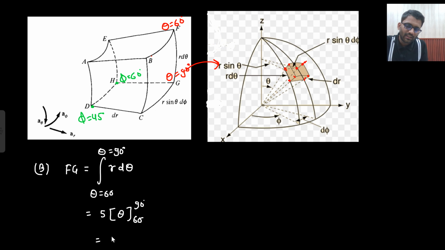So the difference is 30 degree. And what do you mean by 30 degree? Pi by 6. So this is the answer: 5 pi by 6 unit. Right? Very easy question. 30 degree is pi by 6. What about the option C?